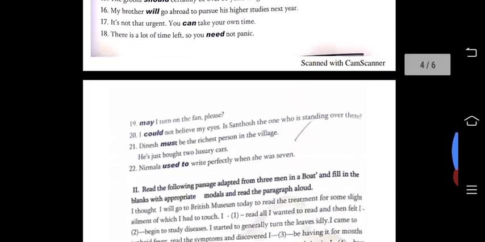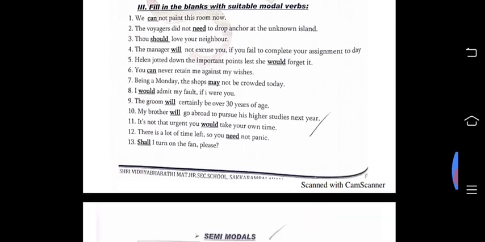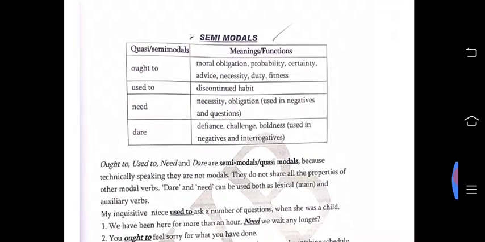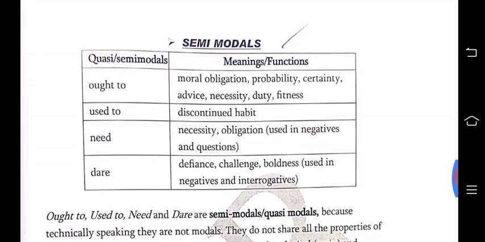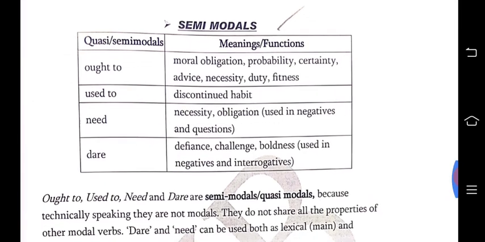And then let's move to the semi-modals. Then we'll come to the book back exercises. See here, semi-modals. So what are the semi-modals we have? Ought to, used to, need, dare. I think you come across all sorts of things. How dare you do like that? That means what? So he has all sorts of guts. So there we use, how dare you touch my mobile like that. Isn't it? So ought to means moral obligation, possibility, certainty, advice, necessity, duty, fitness. So we use ought to.